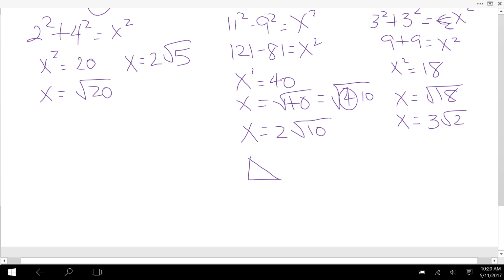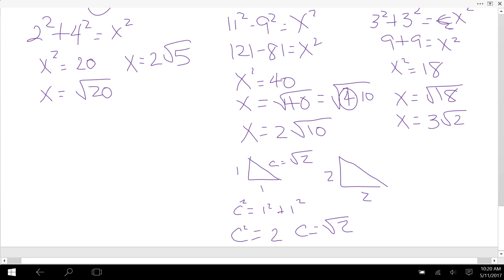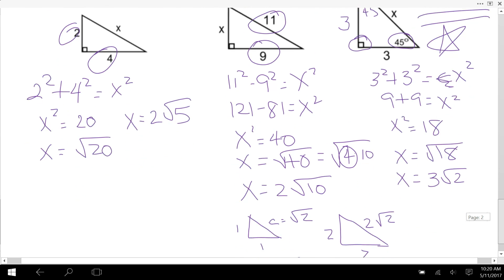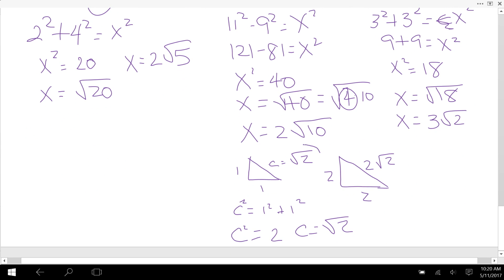Okay, if I have a triangle that's a 1, and I'm looking for this side, then I have C squared equals 1 squared plus 1 squared. C squared equals 2. C equals square root 2. So if I have a 1 and a 1, I end up with square root 2. If I have a 2 and a 2, I end up with 2 square root 2, and you can figure it out and make sure. And then the one above, if I have a 3 and a 3, I end up with 3 square root 2.